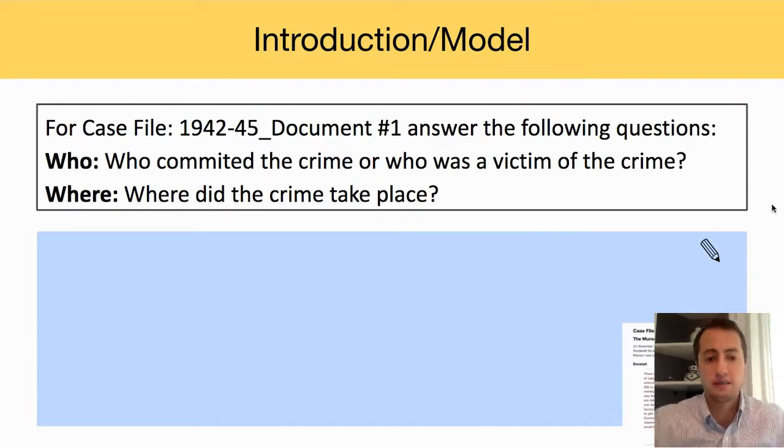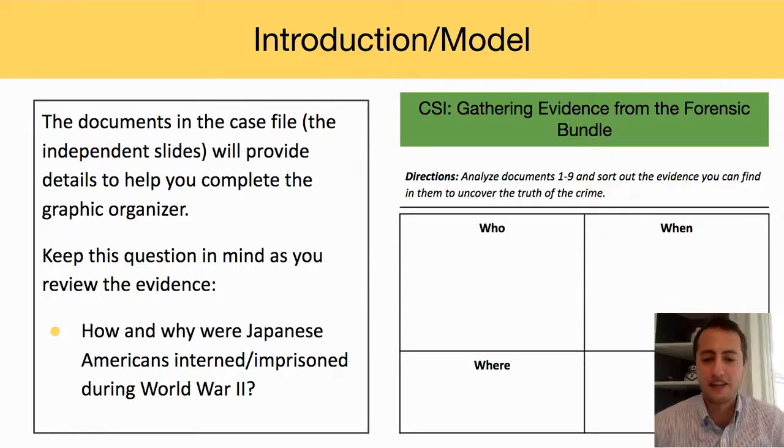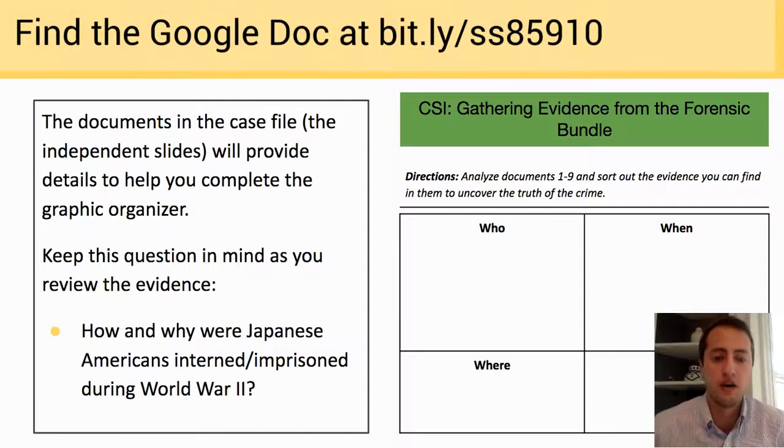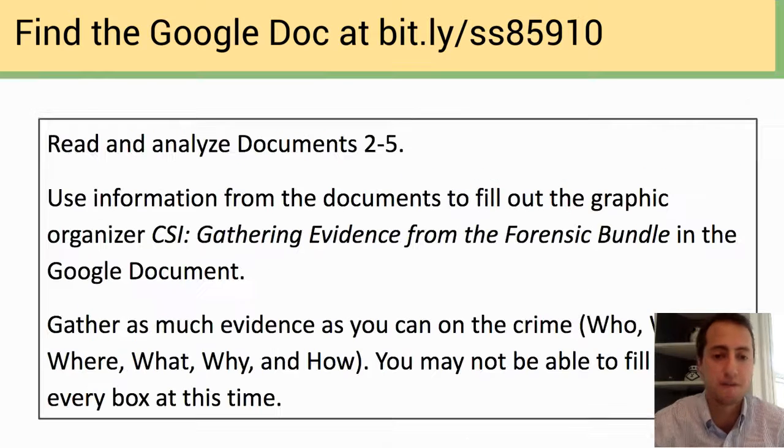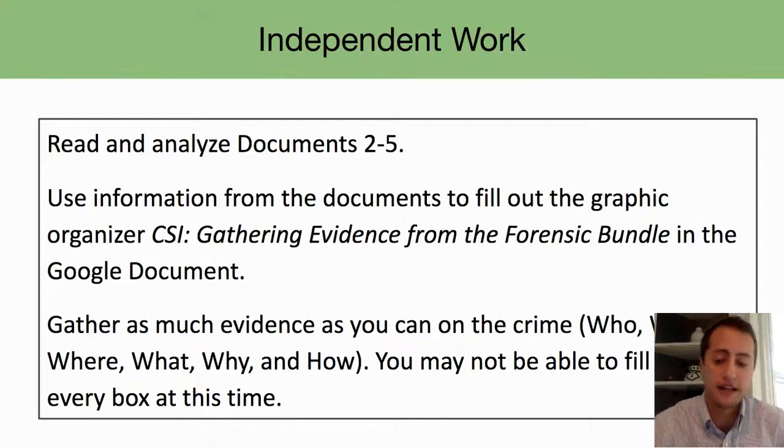You can also just do this as a model completely, because they will be doing quite a lot of document work on their own in the independent section. They'll be gathering information about the who, when, where, what, and then also the why and how of Japanese internment during World War II. Again, that can be found in the student workbook, or it can be found on the document I'll be sharing with you at the end of this video and in the next video. Again, some directions here for students. They will be analyzing documents 2 to 5 and gathering evidence, which they can then add into the graphic organizer.